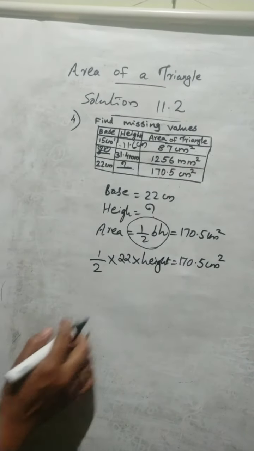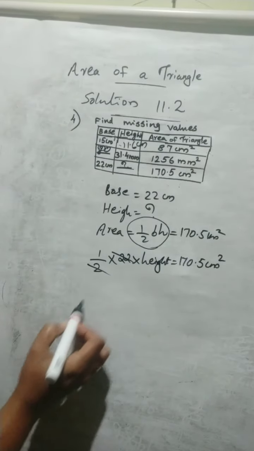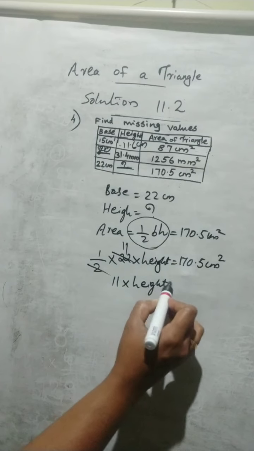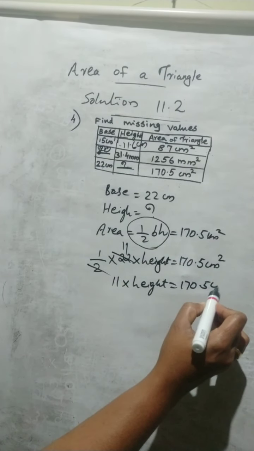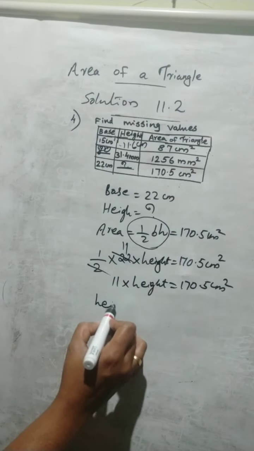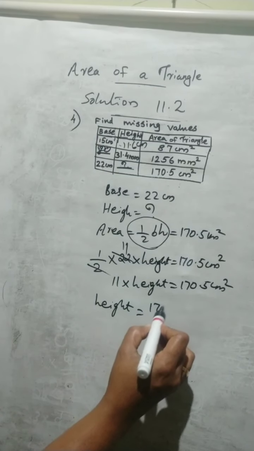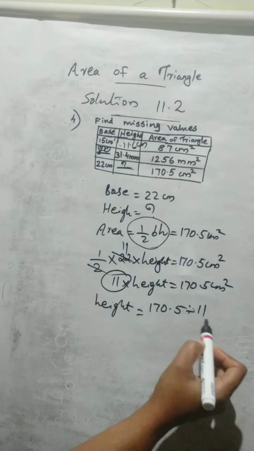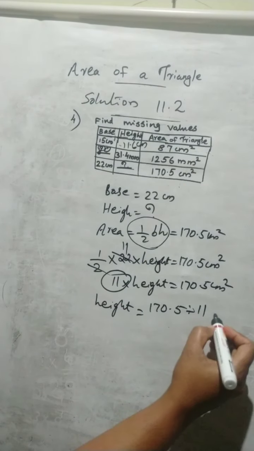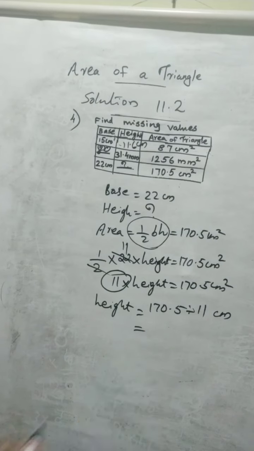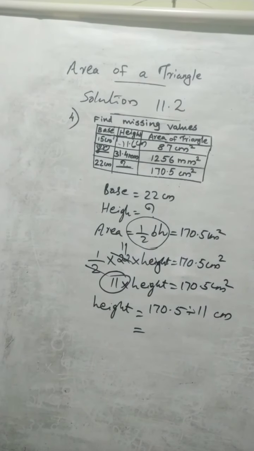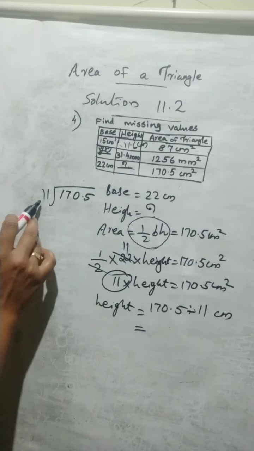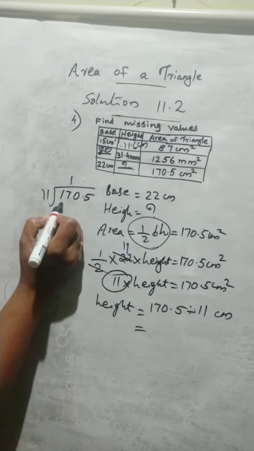Then here we can cut 22 and 2, that will be 11. So 11 times height is equal to 170.5 centimeter squared. So height is equal to, we can divide this area by 11. Here multiplying by 11, so that will be dividing by 11 centimeter. So now we can divide 170.5 by 11.